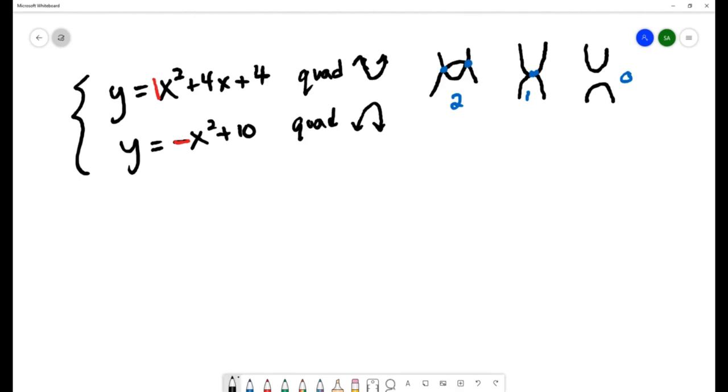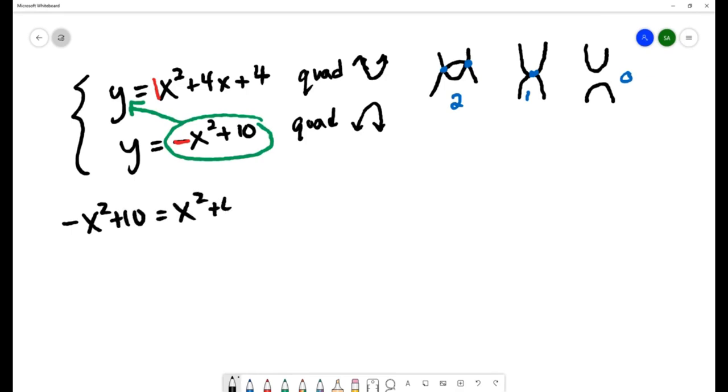And I'm going to solve this system. And you can solve the system with substitution or elimination. So I notice that these equations are already solved for y. So the first step in the substitution method is done. So I am going to substitute the negative x squared plus 10 in for the y in the other equation. And that's going to give me the equation negative x squared plus 10 equals x squared plus 4x plus 4.